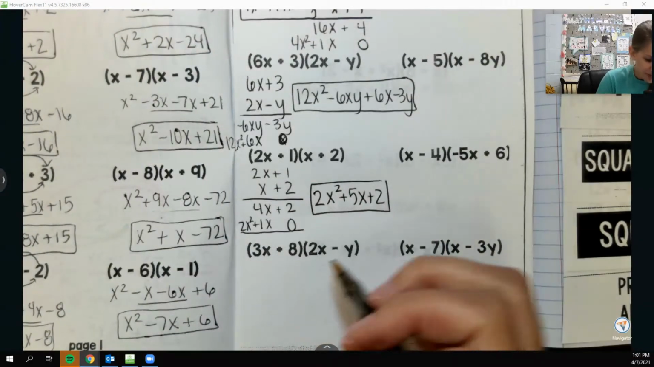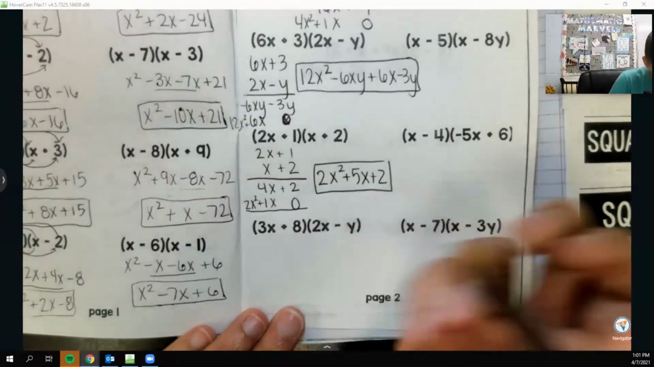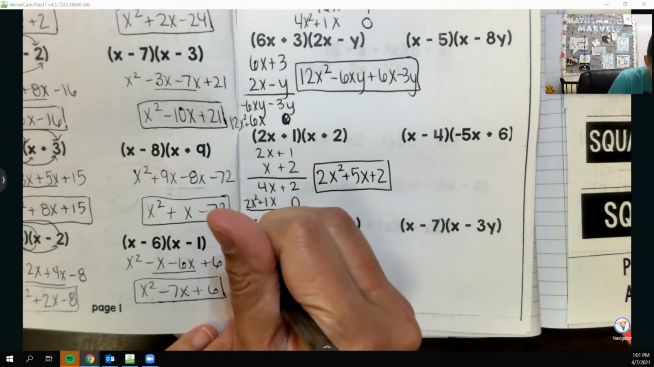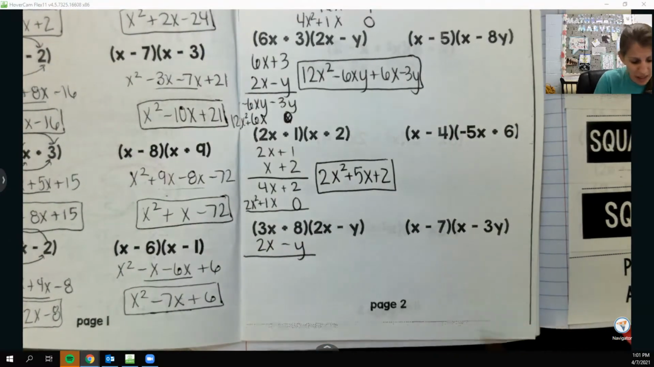Alrighty. Last one I'm going to do like that. So 3x plus 8 is already there. I'm just going to put the 2x minus y underneath. And because it's funky letters, we're not going to be able to combine like terms probably.